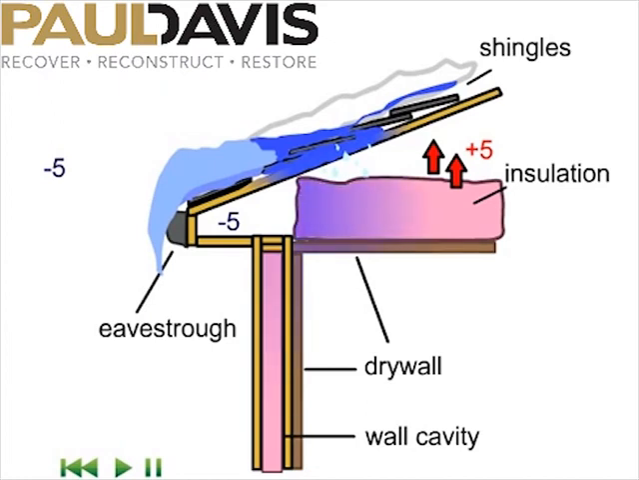The results of this will be interior water damage, ranging from water dripping through the drywall to complete weakening of the drywall and collapse of the ceiling.